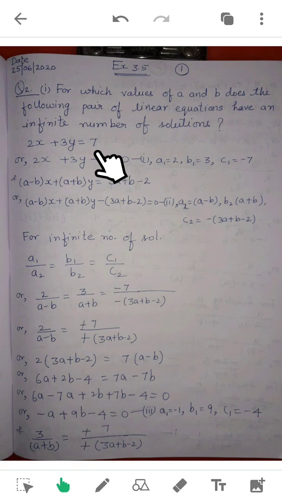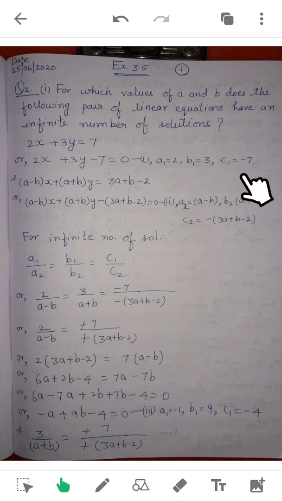What we have done is, we have taken the 7 on the right hand side to the left hand side. When we are taking it to the left hand side, then we have to put a negative sign. And the equation becomes 2x plus 3y minus 7 is equal to 0. Say this one as the first equation. According to this equation, a1, that is the coefficient of x, is 2. Now b1, the coefficient of y, is 3. And the constant term in the first equation is minus 7, so c1 is minus 7.